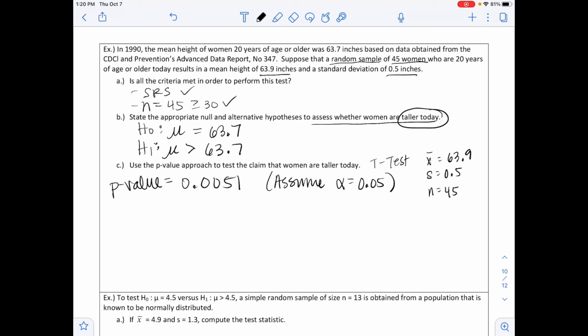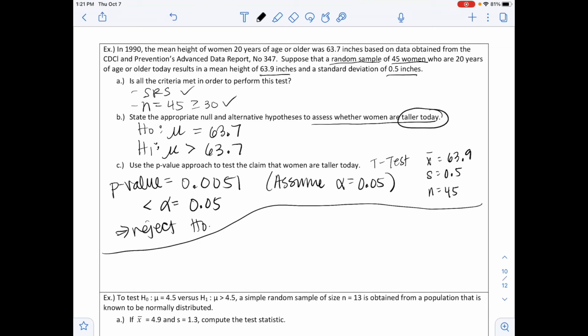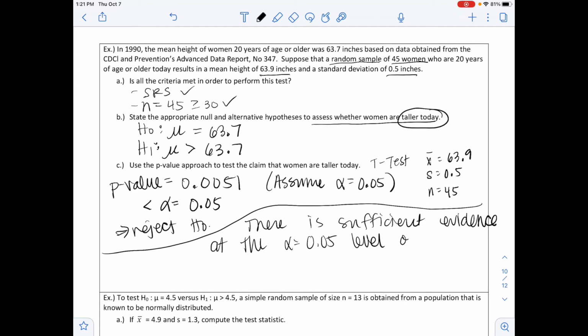But remember, this is the probability of a type 1 error. And so our p-value is going to be less than our alpha value, which is 0.05. And since that is, we're going to reject H naught. And then we need to write our conclusion. And so for our conclusion, we would say there is sufficient evidence, and it's at the alpha equals 0.05 level of significance.